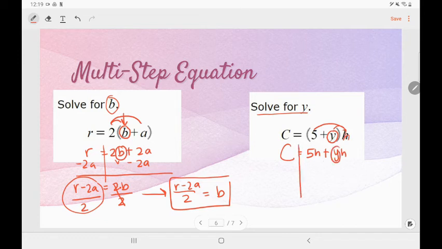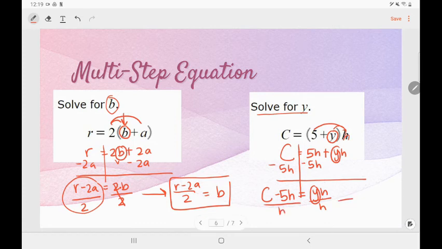I'm going to get rid of what's being added or subtracted first. So I'm going to get rid of 5h by subtracting, and I am left with c. C comes first because it's on top. Minus 5h is equal to yh. I still want to solve for y. So how do I get rid of h? I'm going to divide it because it's multiplication. I'm going to divide everything by h. So my final answer is c minus 5h divided by h equals y. And I'm going to stop there, and that is my answer.